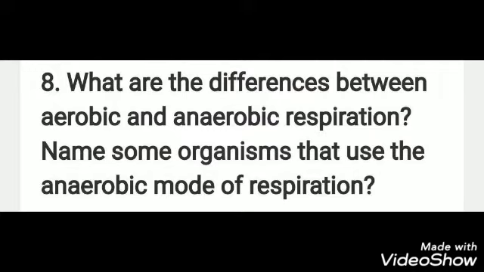The products of aerobic respiration are carbon dioxide, water and energy, whereas the products of anaerobic respiration are ethyl alcohol or lactic acid, carbon dioxide and a very little amount of energy. In aerobic respiration, the first step will take place in the cytoplasm, while the next step will take place in mitochondria. But in anaerobic respiration, both the steps will take place in the cytoplasm itself.